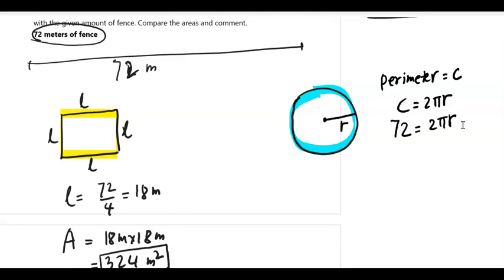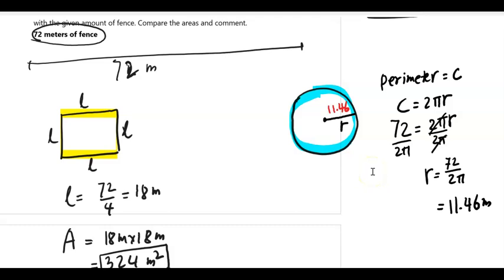From here you find R by dividing by 2 pi. So you cancel 2 pi, and R equals 72 divided by 2 pi. If you divide 72 by 2 pi, using the calculator, you get 11.46 meters. So the radius of this circular enclosure is 11.46. Again, use the calculator carefully. Use pi as 3.14. Multiply 3.14 by 2, and whatever you get in the denominator, divide 72 by it.